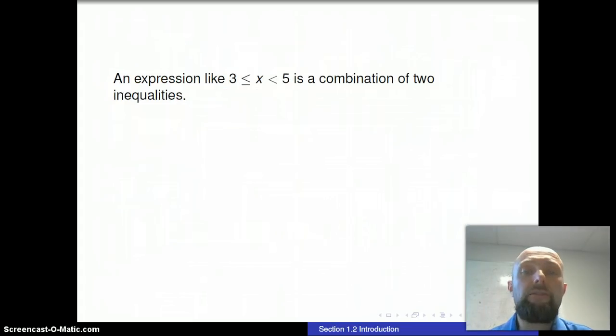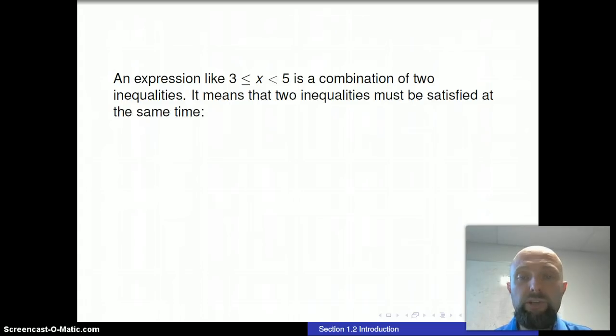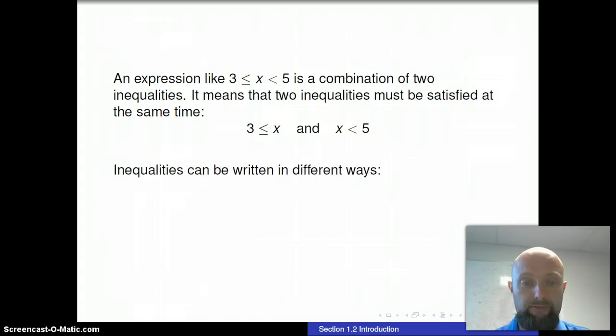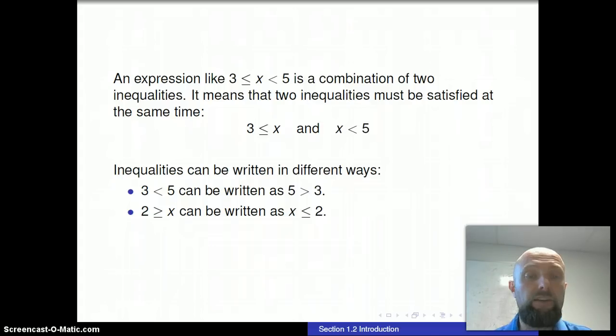An expression like 3 is less than or equal to x is less than 5 is a combination of two inequalities. It means that two inequalities must be satisfied at the same time: 3 is less than or equal to x, and x is less than 5. Inequalities can be written in different ways. 3 is less than 5 can be written as 5 is greater than 3. 2 is greater than or equal to x can be written as x is less than or equal to 2.